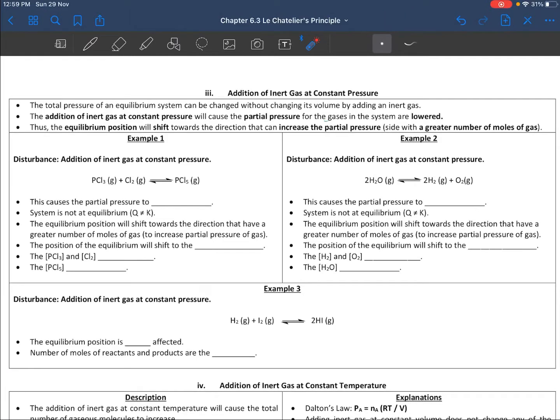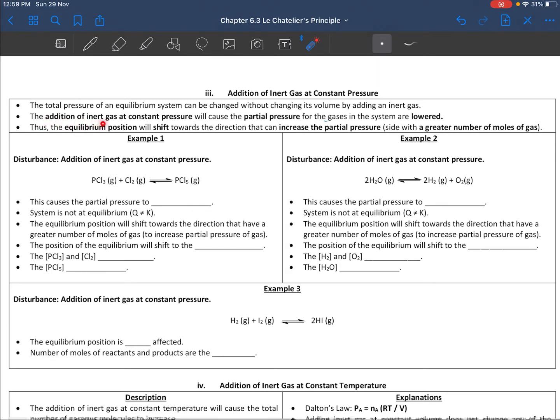Okay, so sekarang kita tengok addition of inert gas at constant pressure. So the total pressure of an equilibrium can be changed without changing its volume by adding inert gas. So kiranya kali ni kita akan tambah inert gas. So the pressure dia boleh berubah lah.